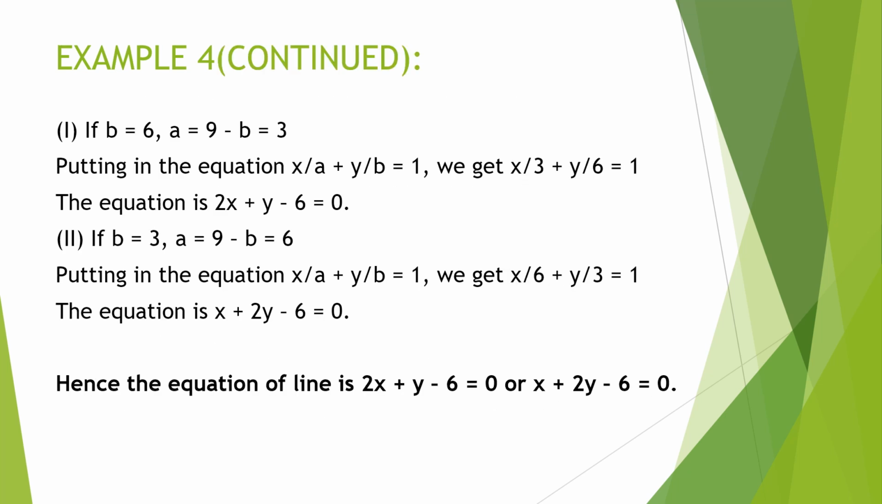Now see, two cases will arise. Either b is 6 or b is 3. In the first case, if b is 6, then a is 9 minus b, which is 3. Now we put the value of a as 3 and b as 6 in our equation x upon a plus y upon b equal to 1. On simplification we get the equation as 2x plus y minus 6 equal to 0. And if b is equal to 3, a will be 6. In that case the equation will be x plus 2y minus 6 equal to 0. Hence the equation of the line which we have to find can be 2x plus y minus 6 equal to 0 or x plus 2y minus 6 equal to 0.